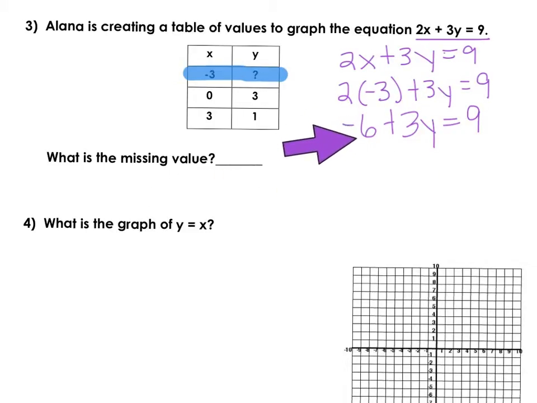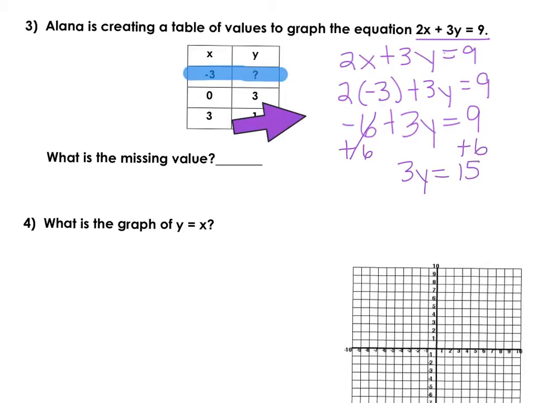Now this problem right here is a two-step equation, and so I'm going to solve it like so. If we have a negative 6, the opposite of a negative 6 is positive or adding 6, so I'll add 6 to both sides. My 6's cancel, but I still have 3y, and 9 plus 6 gives me 15. And then the last step would be to divide by 3. Then I've solved for the y value. And 15 divided by 3 is 5. So if your input value is negative 3, then your output value is 5.